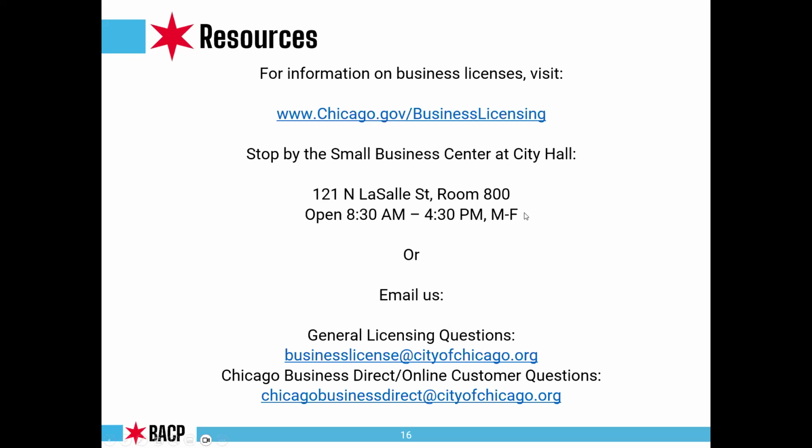And then in summary, for these services and much more, we invite you to please visit our website, chicago.gov/businesslicensing, where you'll be able to apply, you'll be able to renew, you'll be able to update information pertaining to your account relationship, your license. You will also find key information on required documents, application steps, and license types.